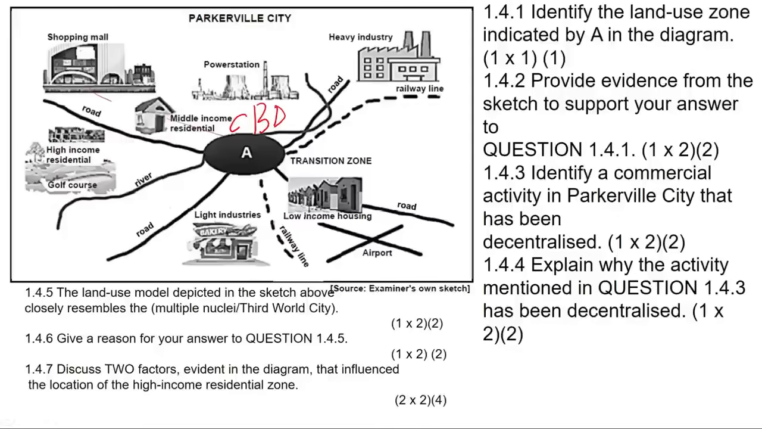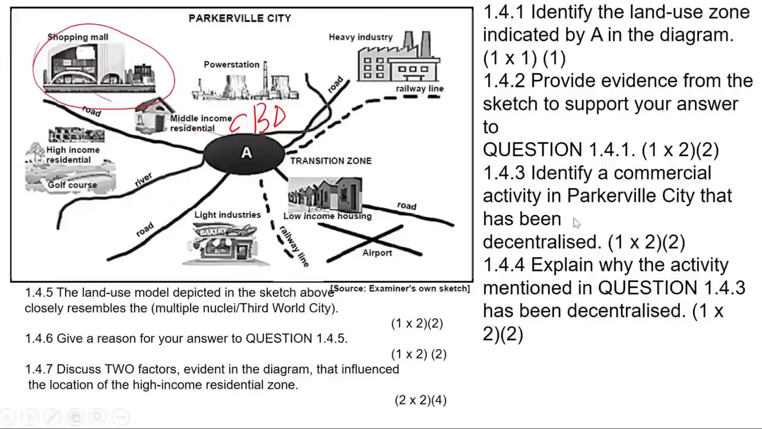Identify a commercial activity in Parkville City that has been decentralized. So what is being decentralized here? This is the shopping center. What has happened there is what we call decentralization. The shops have moved from the city center to the periphery. So this concept of centralization and conglomeration, we'll do that when we do economic geography. Let's quickly go through centralization. We'll do conglomeration when we get to economic geography so that we can see the difference between conglomeration and centralization.